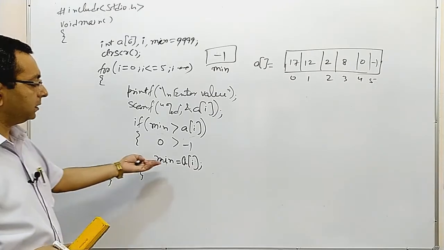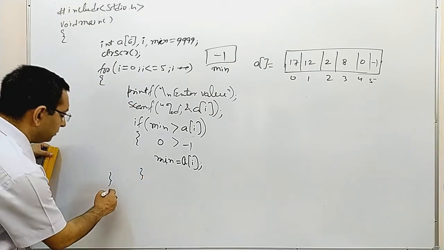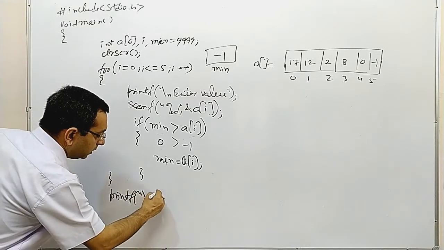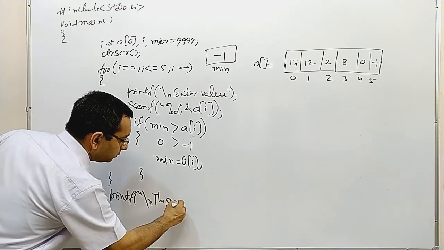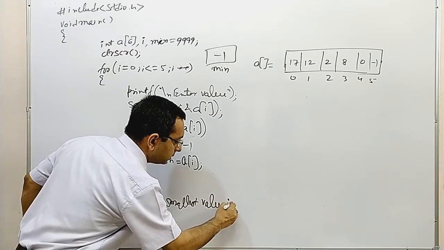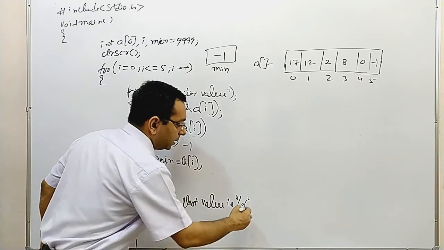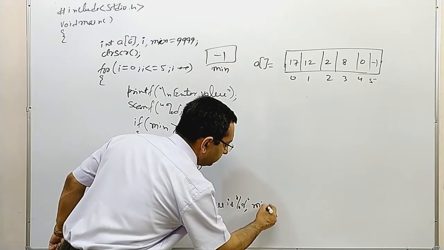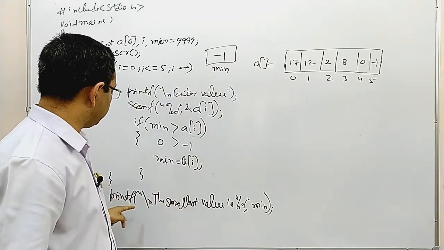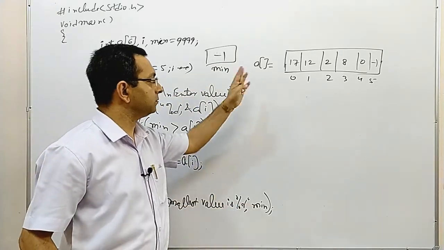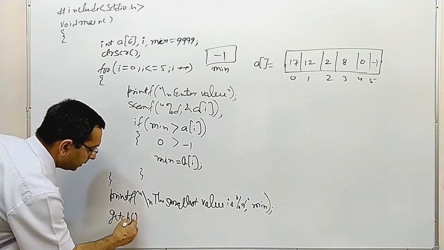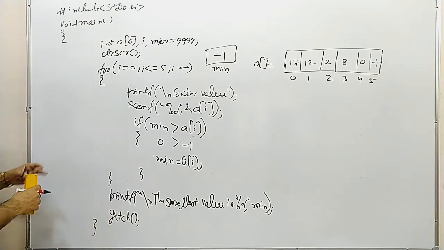Now we just have to print the minimum value. So we write printf, the smallest value is %d, with variable min. Min will print the smallest value, that is -1. So the answer will be: the smallest value is -1. And you just have to write getch and close the main function.